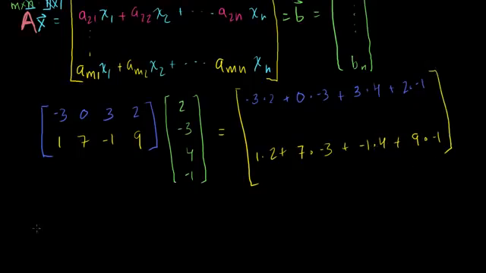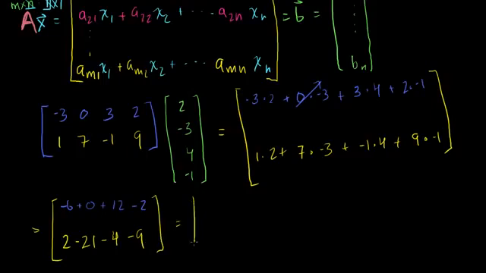And so what does this simplify to? This is equal to minus 3 times 2 is minus 6, plus 0, plus 0, plus 12, right? This is 12, minus 2. And then this is simplified to 2 minus 21, minus 4, minus 9.